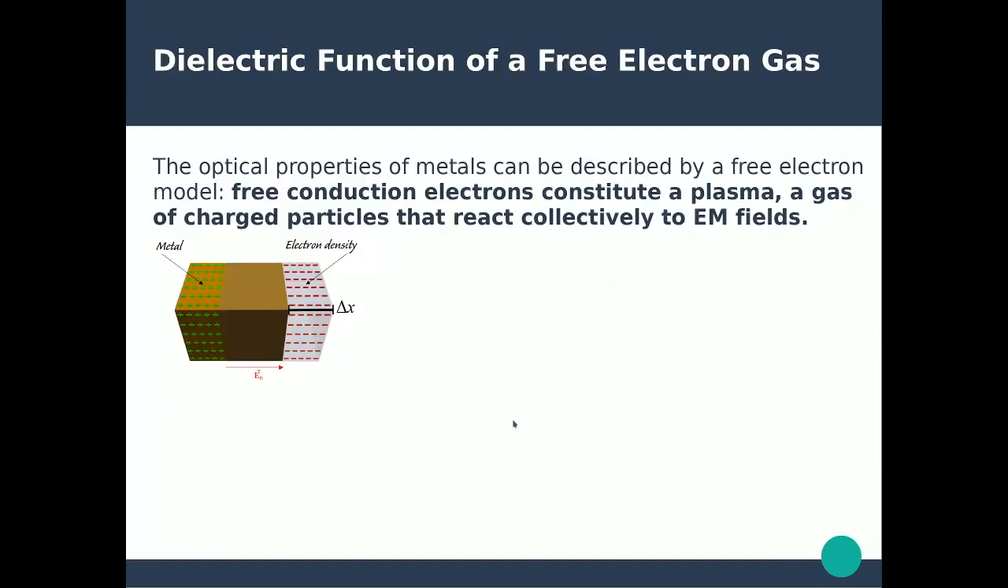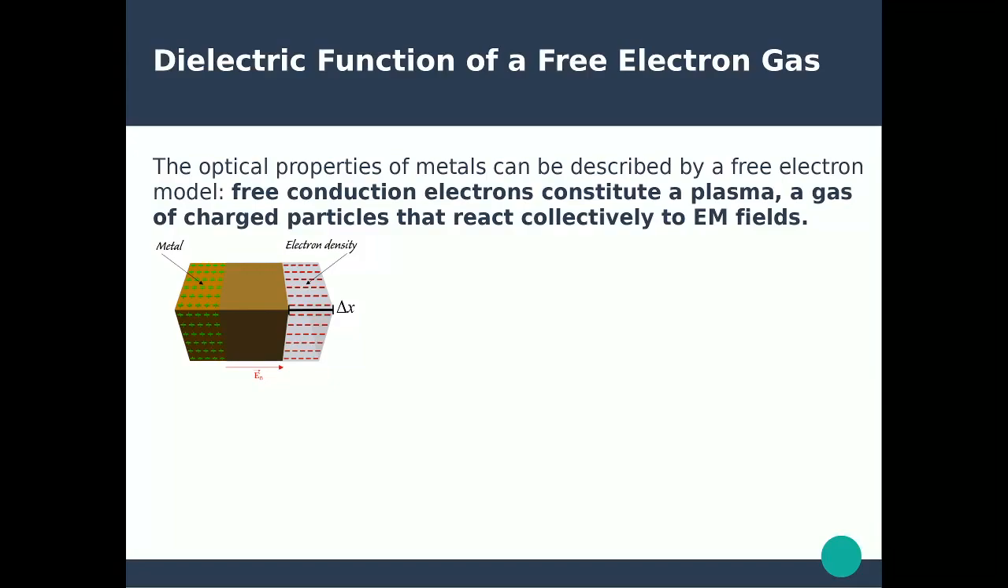Let's now look at this dielectric permittivity, or dielectric function, in the case of a free electron gas. The optical properties of metals can typically be described by a free electron gas model, also known as the Drude-Sommerfeld model. These free conduction electrons constitute a plasma. This is a gas of charged particles that react collectively when you apply an external electromagnetic field.